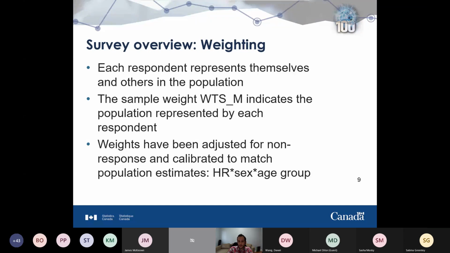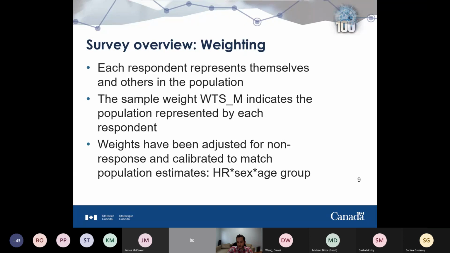And then calibration is a method where we take known population estimates, I should say, from the census at the HR, sex, and age group level, and adjust our weight so that if you as a user are producing the population estimate for males aged 18 to 34 in some particular health region, if you compare that to the census, then you'll get as close a match, minus a little bit due to rounding, as possible.